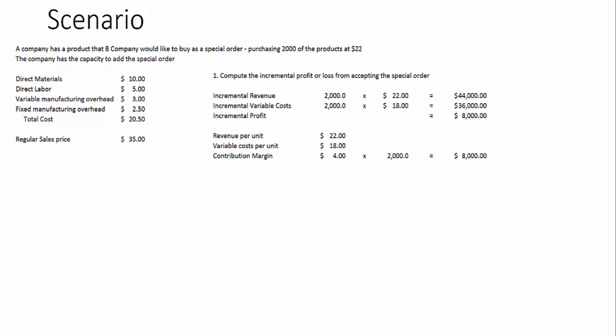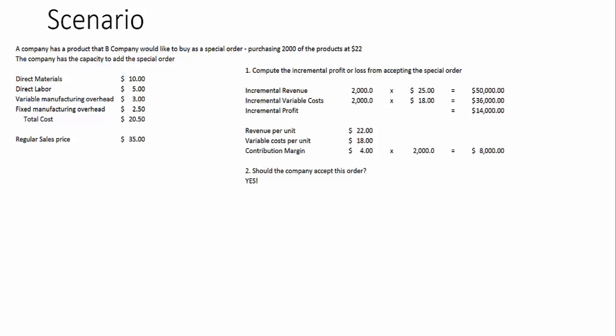You can also look at this from the standpoint of revenue per unit being $22 and the variable cost per unit of $18. We have a contribution margin of $4, which is the difference between those two. Multiply that times the 2,000 units and you get $8,000 as incremental profit. Either way, you come to the same answer.